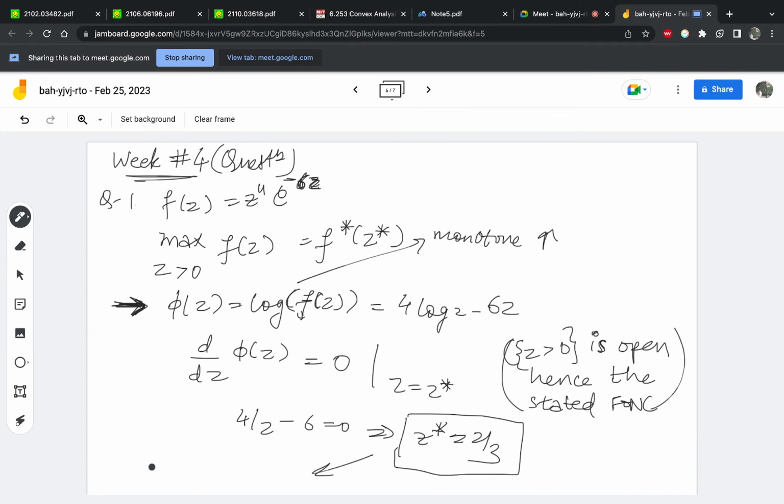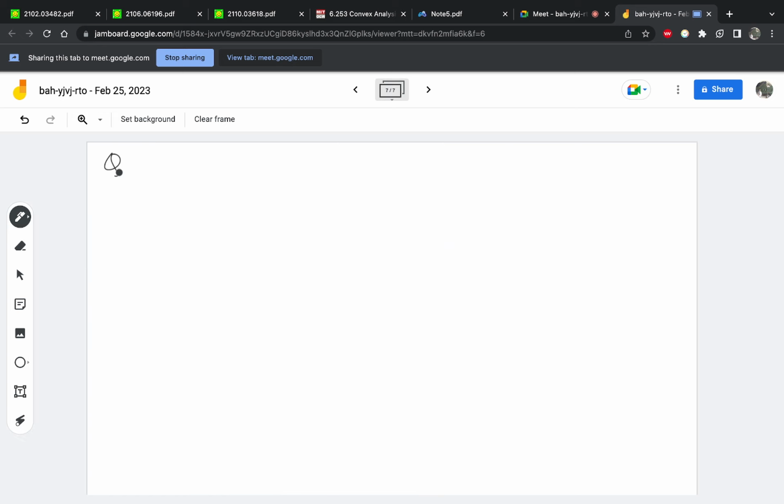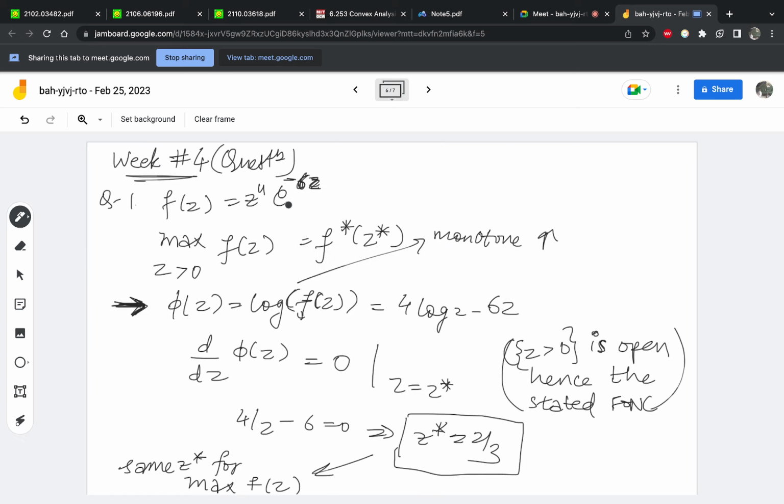Okay, so same z star for maximizing f(z) as well. Do we need to check whether it's a maxima or a minima by the sufficiency conditions? Is it necessary? I didn't get you. This may be a maximum or a minimum, right? So this is the necessary condition you have checked, right? Correct, you are right. I need to definitely do that. So I skipped that sufficiency.